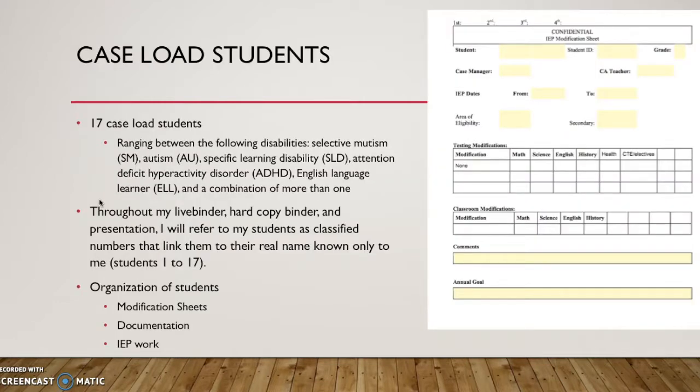The caseload students, as I mentioned, were 17 in total. They ranged between the following disabilities: selective mutism, autism, specific learning disabilities, attention deficit hyperactivity disorder, English language learner, and a combination of more than one. Throughout my live binder, hard copy binder, and presentation, I will refer to my students as classified numbers that link them to their real name known only to me. This is to keep confidentiality with my students. The students are numbered 1 to 17. The organization of my students includes modification sheets, documentation, and IEP work. In reference to organization, I mean how I documented the students over time.